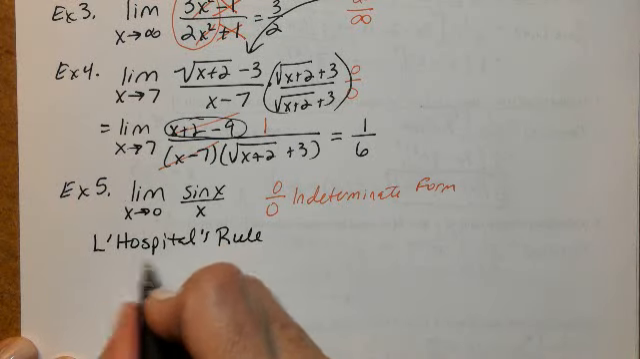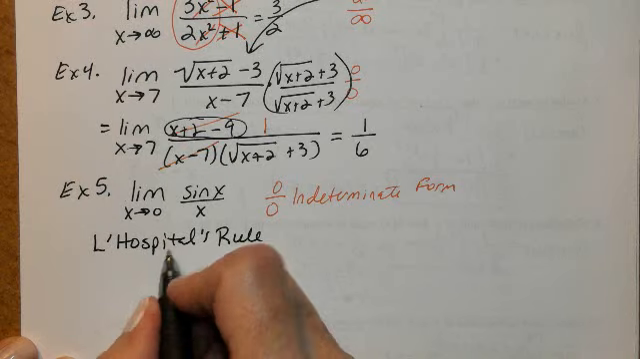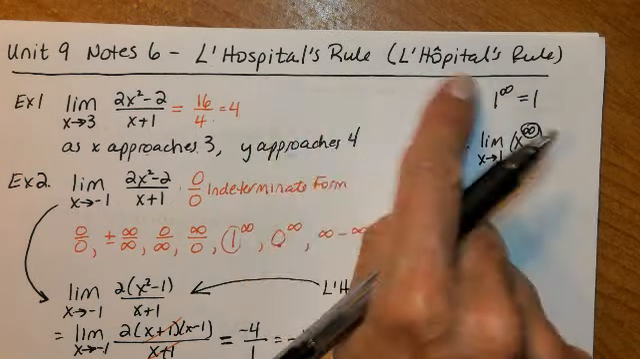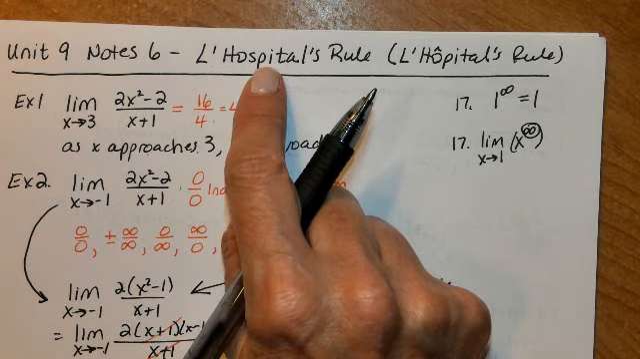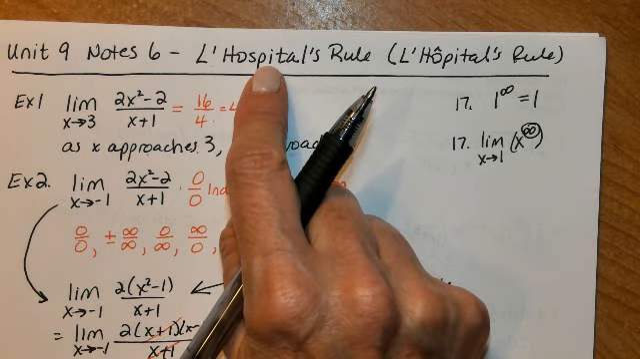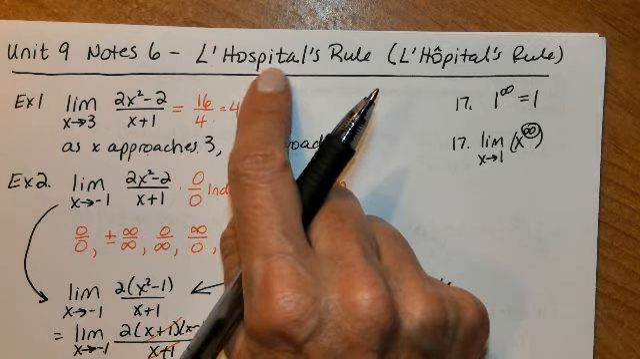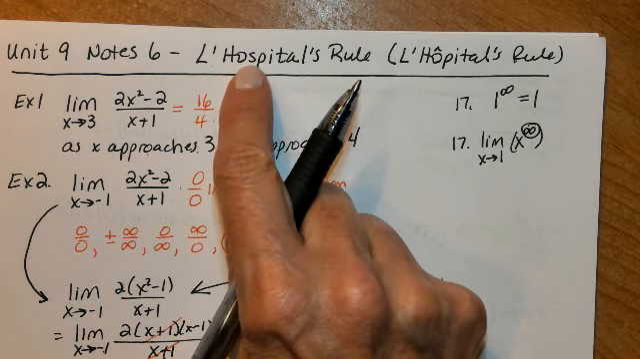L'Hopital is named for a French mathematician, Guillaume L'Hopital. The reason I have two spellings of his name at the very top is that there are two spellings. He lived back in the late 1600s, and when he was alive, he used this spelling. But sometime since the late 1600s, the French language changed their spelling of this.